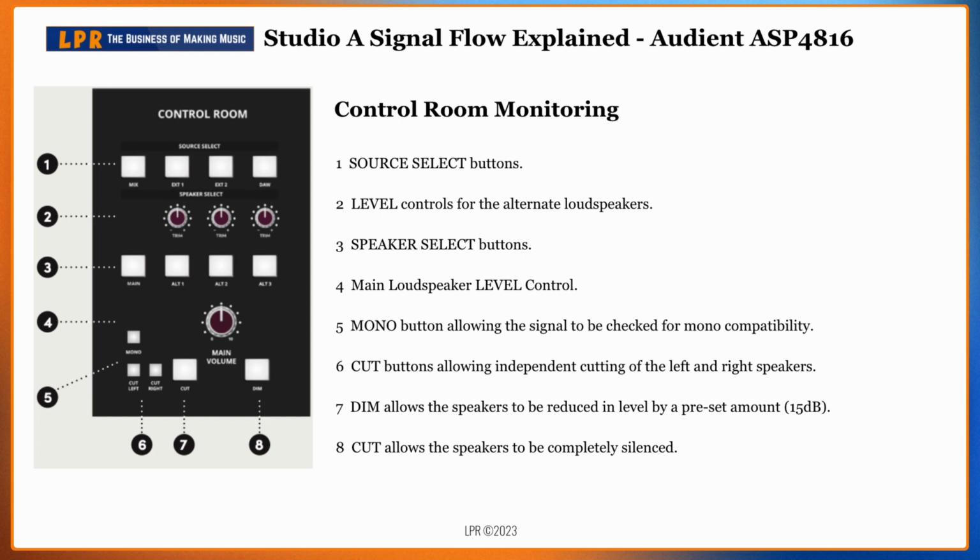You do have a mono switch. You also have a cut left and a cut right and a cut both, meaning you can mute one, mute the other, or mute both. You also have a dim switch, which will turn it down a little bit. It says here in the manual that it's 15 decibels, but I honestly think it's more like 20 or 25.